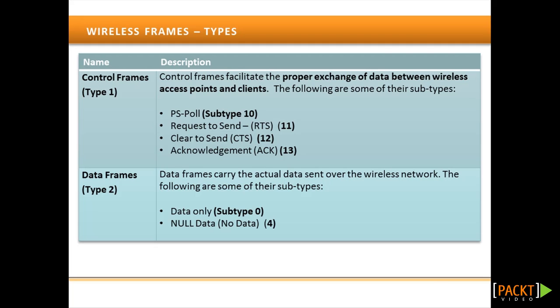The first subtype is data only, subtype 0, which contains the regular data packets. Then we have the null data, or no data, which is subtype 4. Null packets are frequently used in power save mode. These three types of wireless frames also have some other subtypes which have not been discussed here for the sake of brevity. Please refer to the IEEE 802.11 standard located on the IEEE website or the links mentioned earlier to know more details about them. Please note that most of these frames have their own security weaknesses, which will be discussed later.